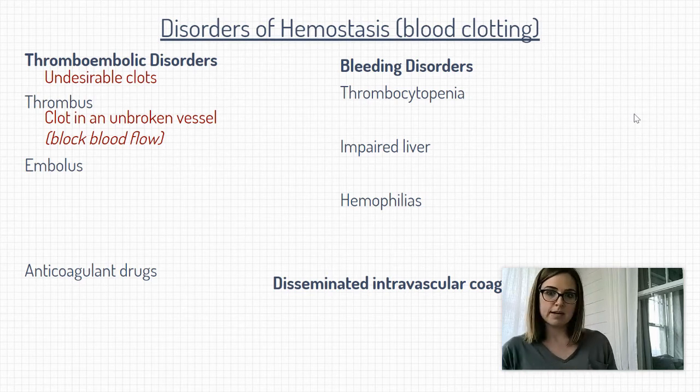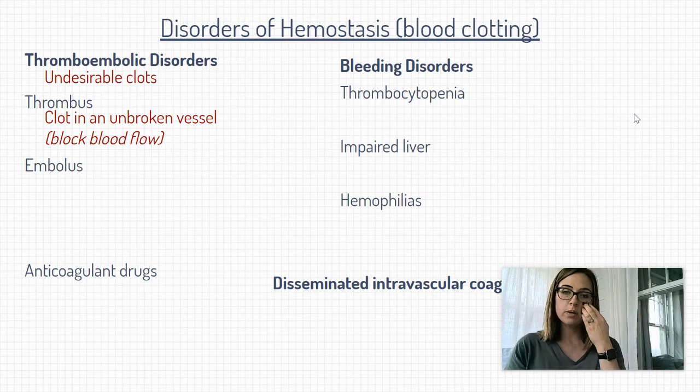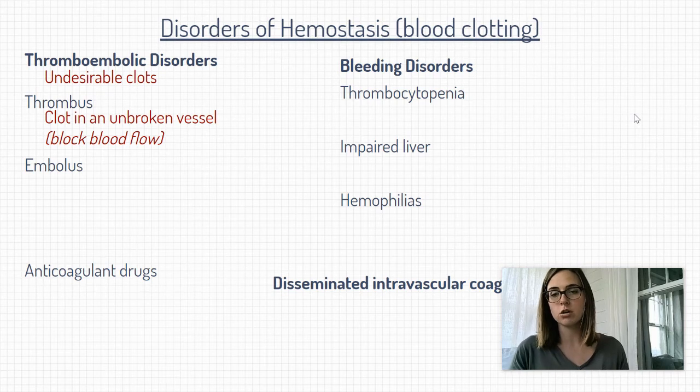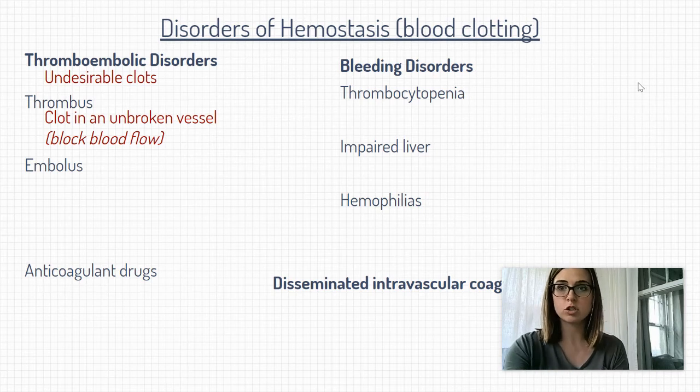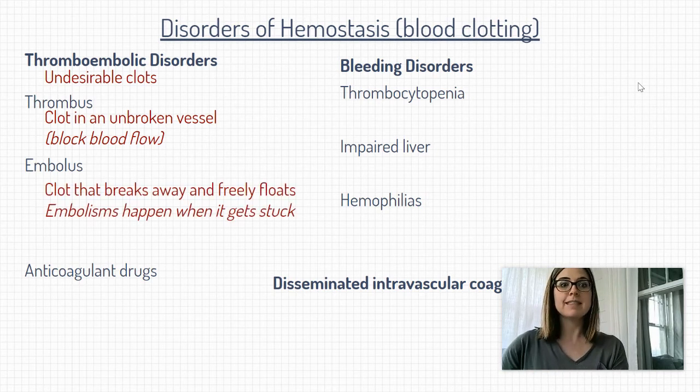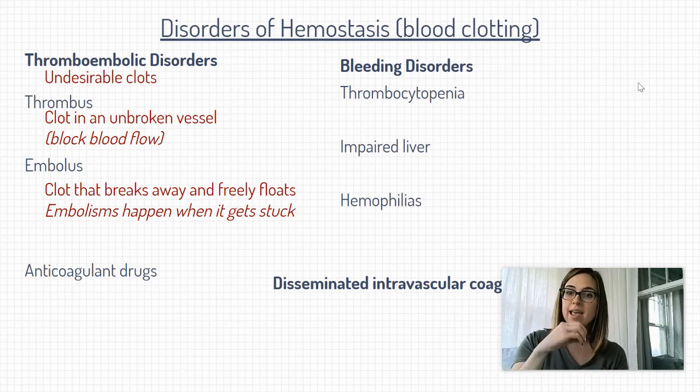Most parts of your body, there are other routes to get to, but there are very, very important places where you don't want blood to be blocked, especially in your brain, especially to your heart, and some major arteries and veins, especially in your legs. But an embolus, maybe you've heard the term embolism, is when a clot, like a thrombus, breaks away and starts traveling through the body.